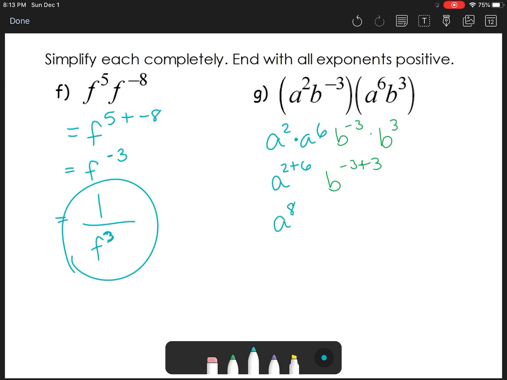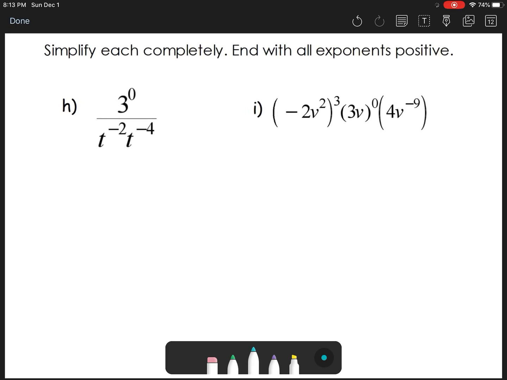Well, 2 plus 6 would be a to the 8th. Negative 3 plus 3 would be b to the 0. Well, anything to the 0 power is 1, so this is just a to the 8th times 1, which is really just equal to a to the 8th power. So that would be our final answer.